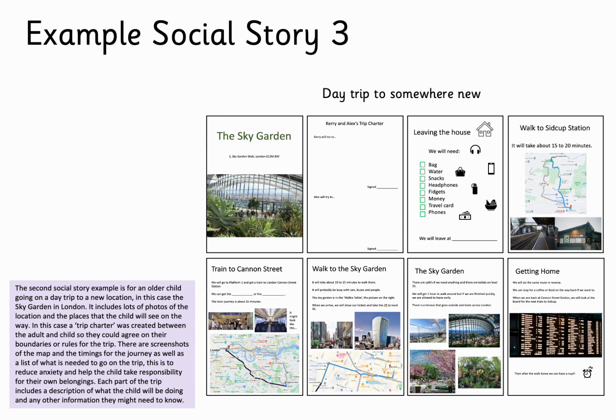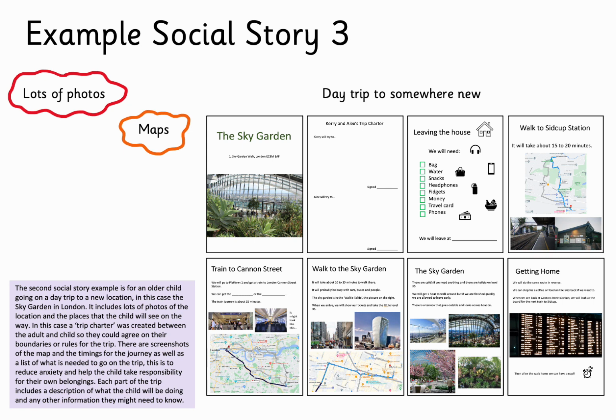The second social story is an example for an older child going on a day trip to a new location, in this case the Sky Garden in London. It includes lots of photos of the location and the places that the child will see on the way. In this case, a trip charter was created between the adult and child so they could agree on their boundaries or rules for the trip.